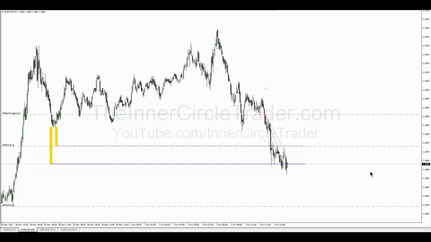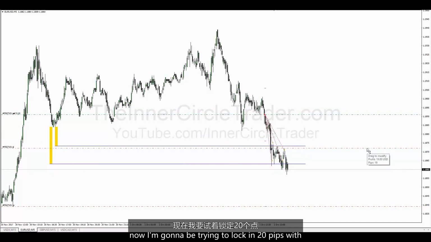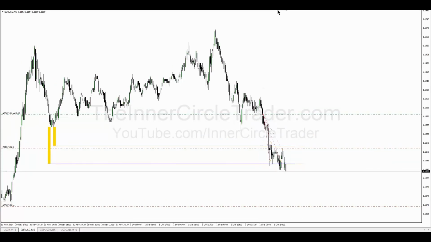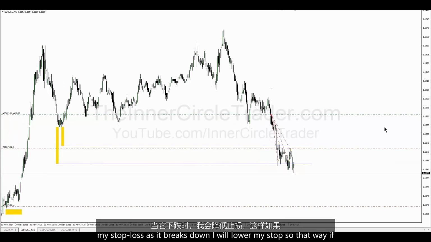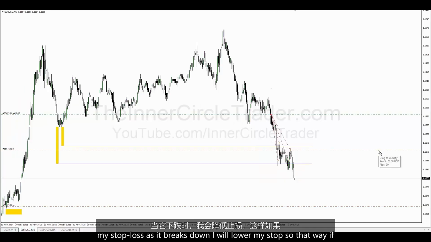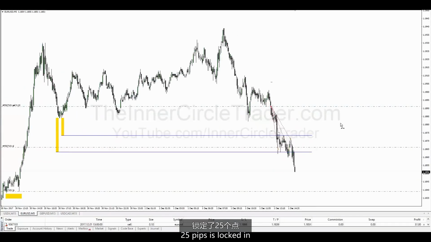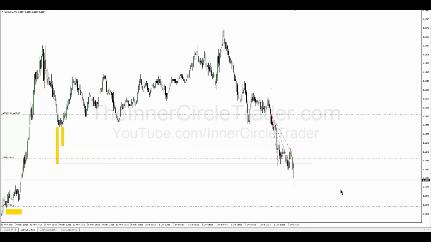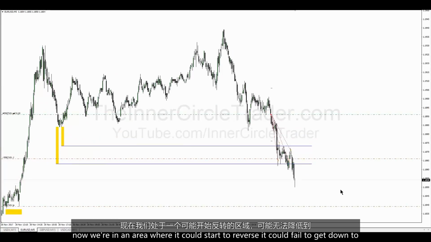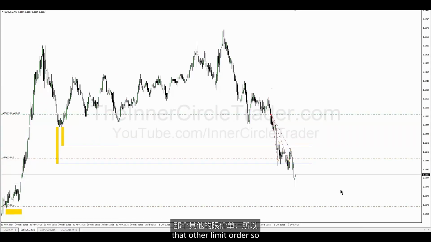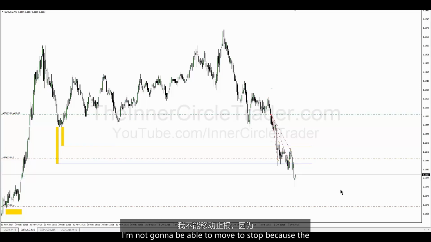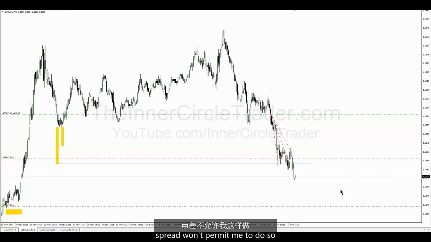Stop has been lowered to now I'm going to be trying to lock in 20 pips with my stop loss. As it breaks down, I will lower my stop so that way if it does knock me out, now I have 20 pips locked in. 25 pips is locked in. Now we're in an area where it could start to reverse. It could fail to get down to that other limit order. So I'm not going to be able to move the stop because the spread won't permit me to do so.